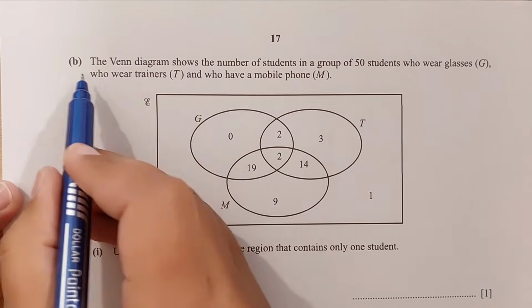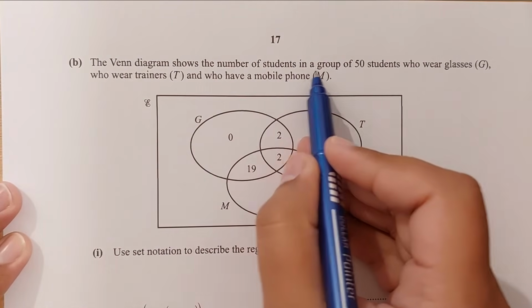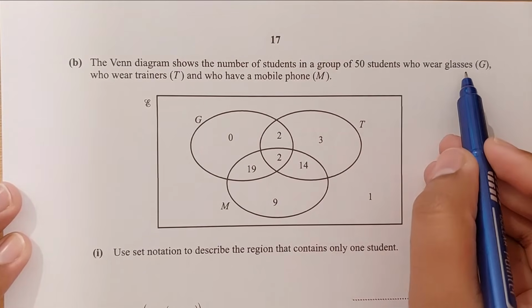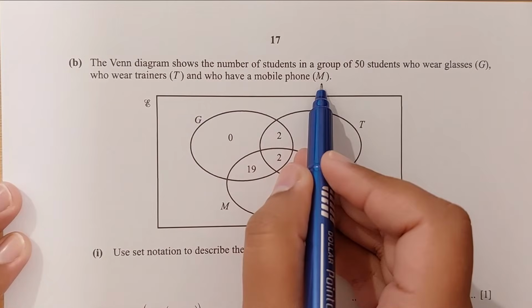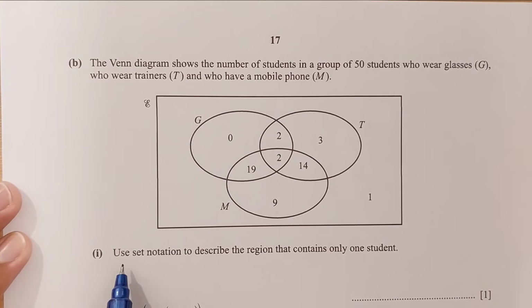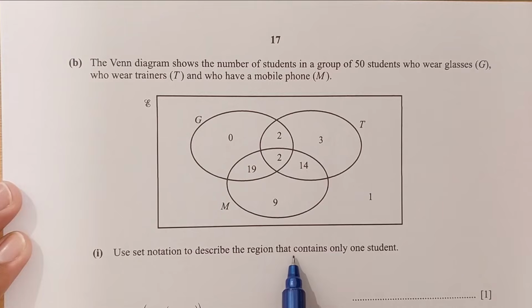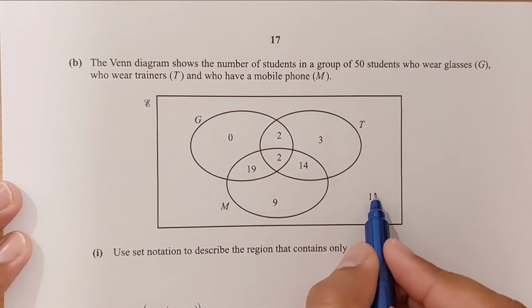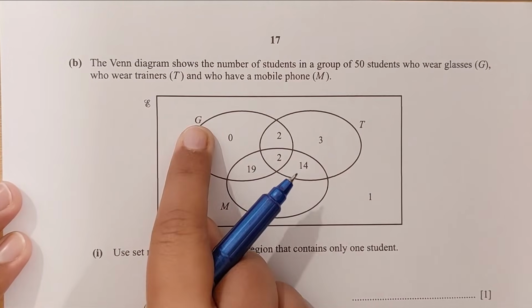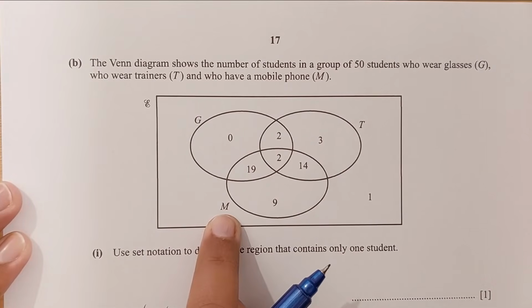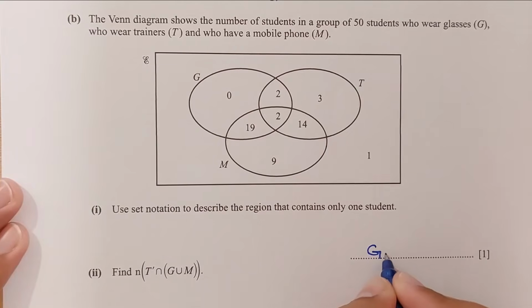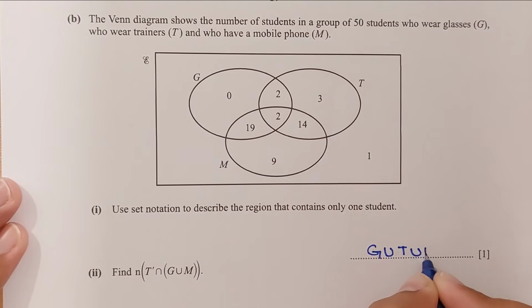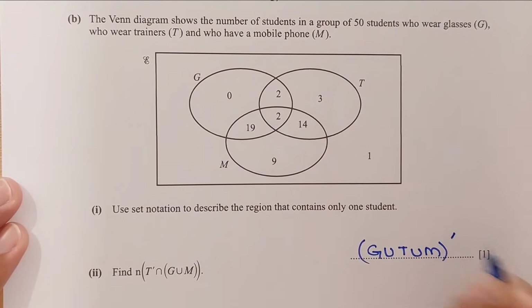Now for part B, the Venn diagram shows the number of students in a group of 50 students who wear glasses, G, who wear trainers, T, and who have a mobile phone, M. Now for part 1, use set notation to describe the region which contains only one student. So here we have one student, when G, T, and M, their union and its complement, right? So this is G union T union M, and its whole complement.